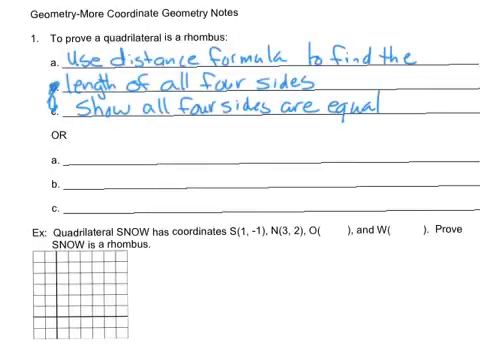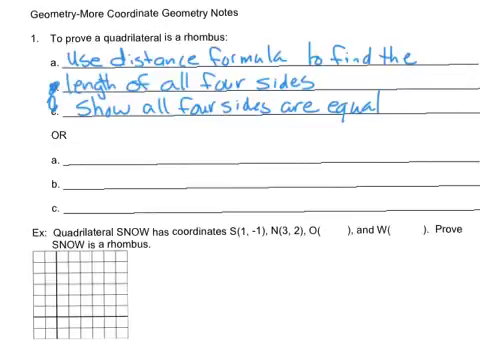So you use the distance formula to find the length of all four sides. Once you have that, you can use that information to show it's a parallelogram and a rhombus, because you're going to show that all four sides are equal, and that is sufficient to show that it's a rhombus. There really isn't a more efficient way to do this.